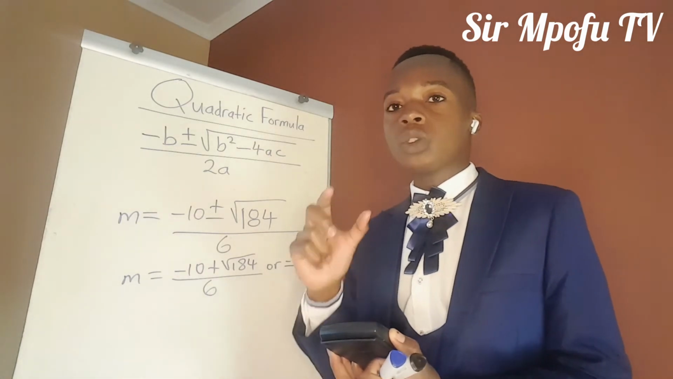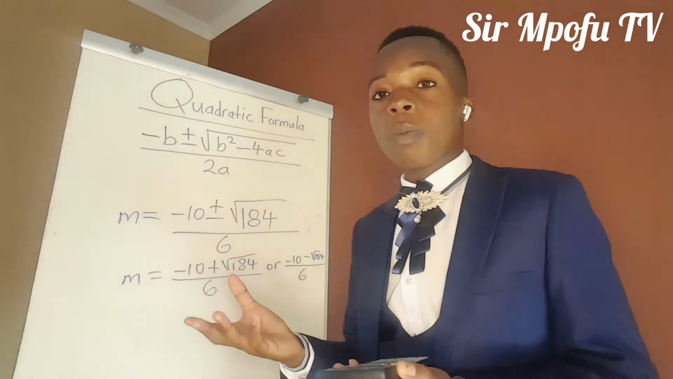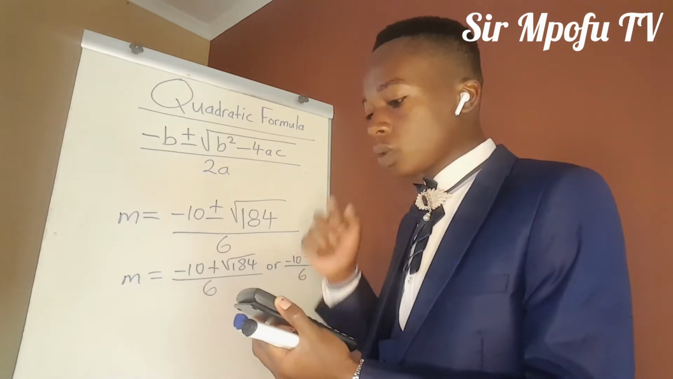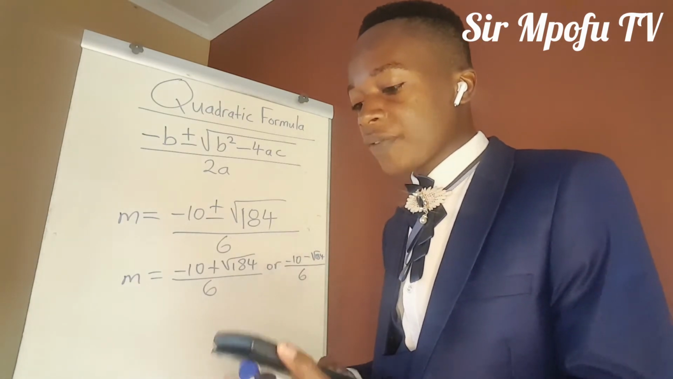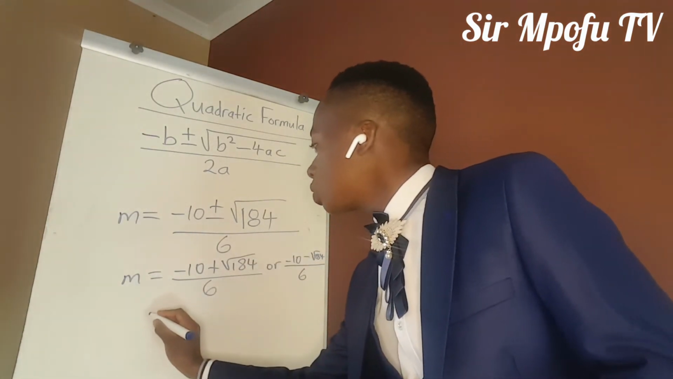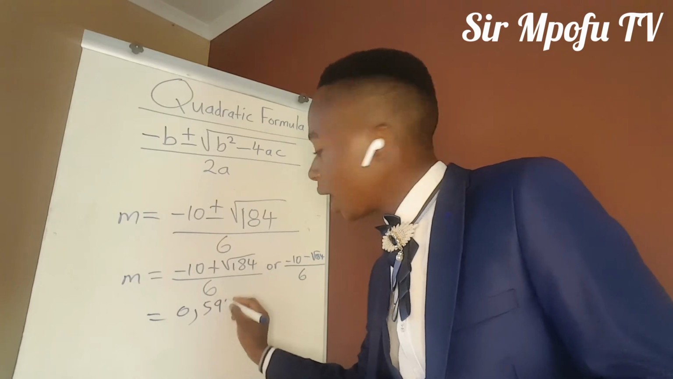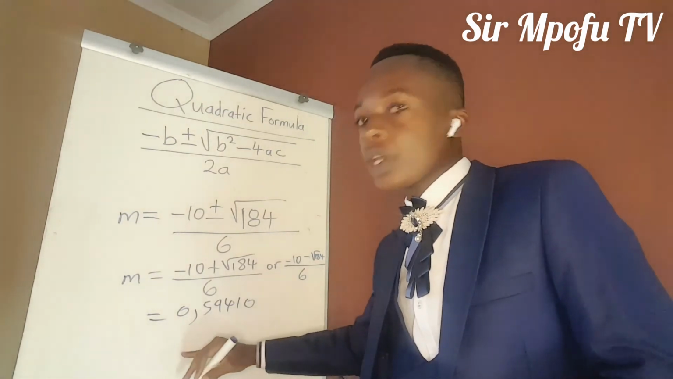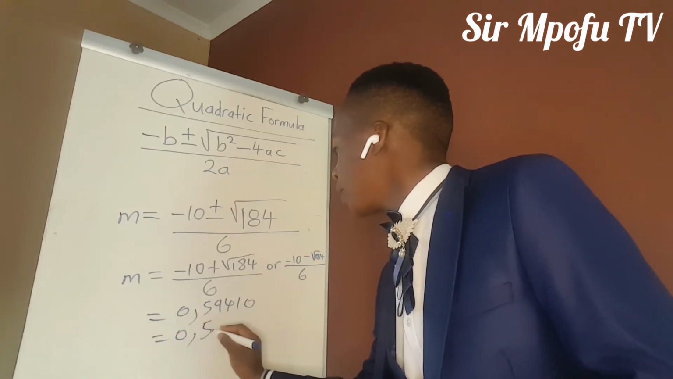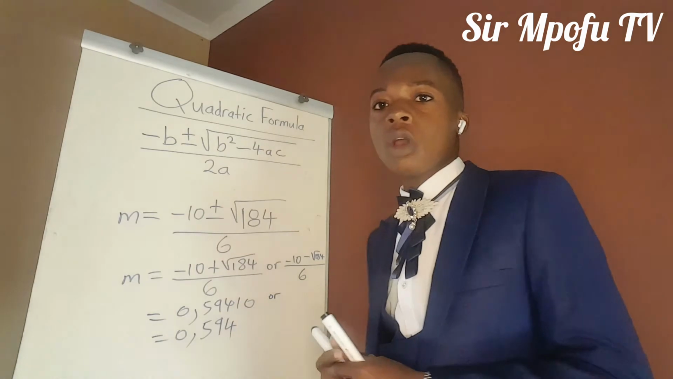Many syllabuses want you to leave your answers to 3 decimal places, 2 decimal places, or 1 decimal place, depending on what you will be told. I'm just going to leave this to 3 decimal places, so it will be 0.594. But you first write all the numbers that come out of the calculator, then you round off later. So m is equal to 0.59410. There are so many numbers. If you round this off to 3 decimal places, it will be 0.594.